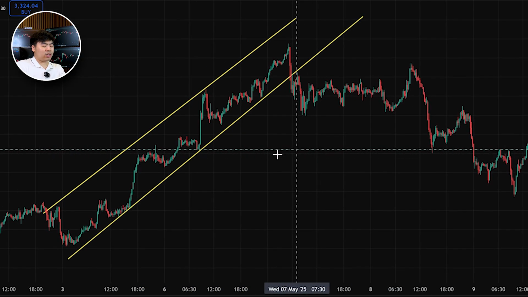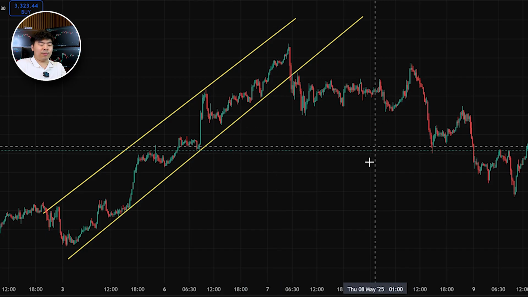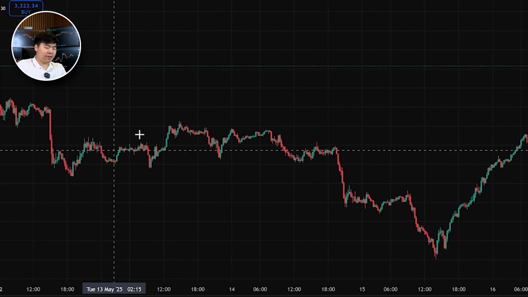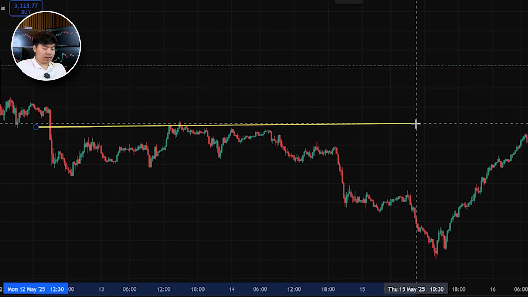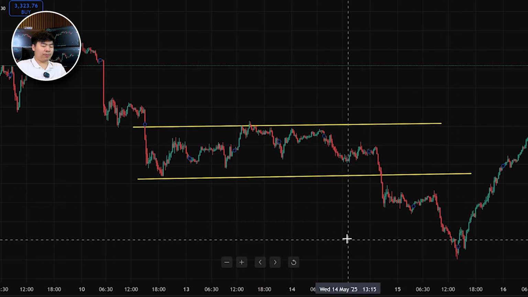But during a sideways trend, it's not ideal because the price could move up and down anywhere, anytime. There is no pattern. There is no clear trend. So it's confusing, especially for beginners to trade during a sideways trend. Like here is a sideways trend. I can draw a yellow line here. It's very confusing, especially for beginners.